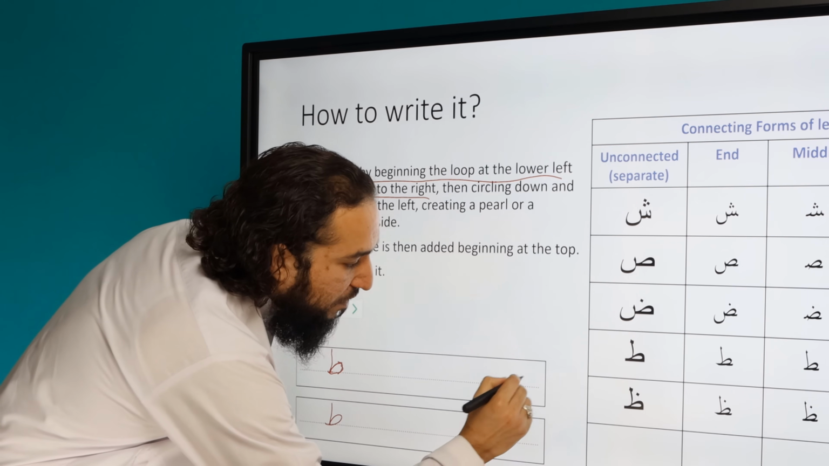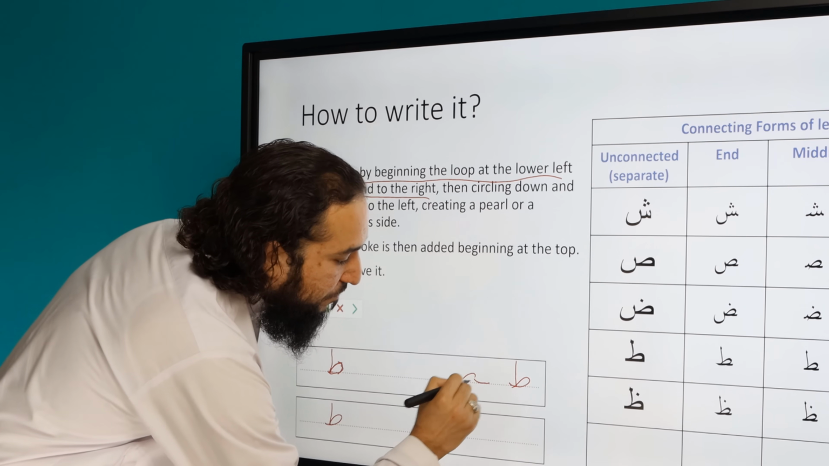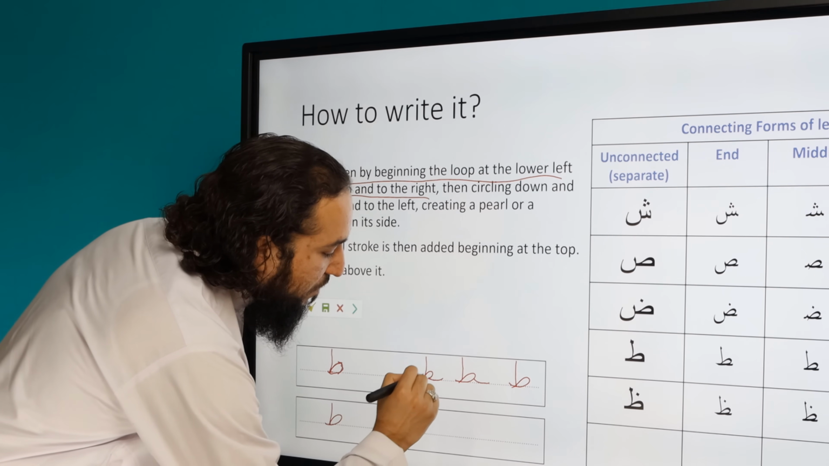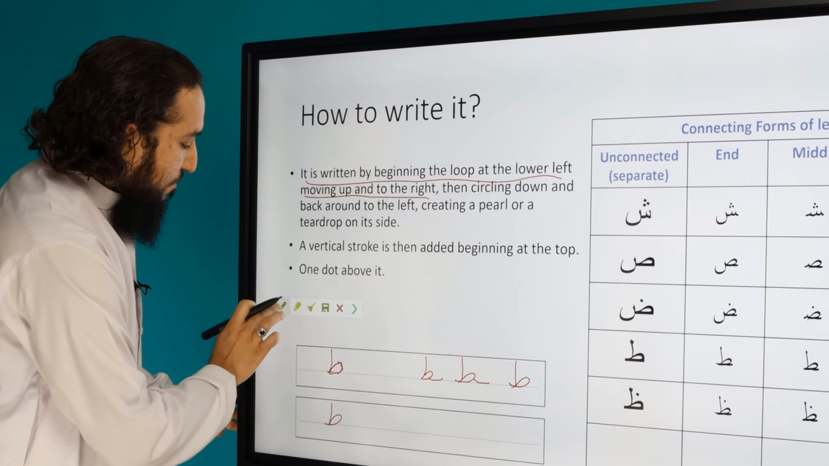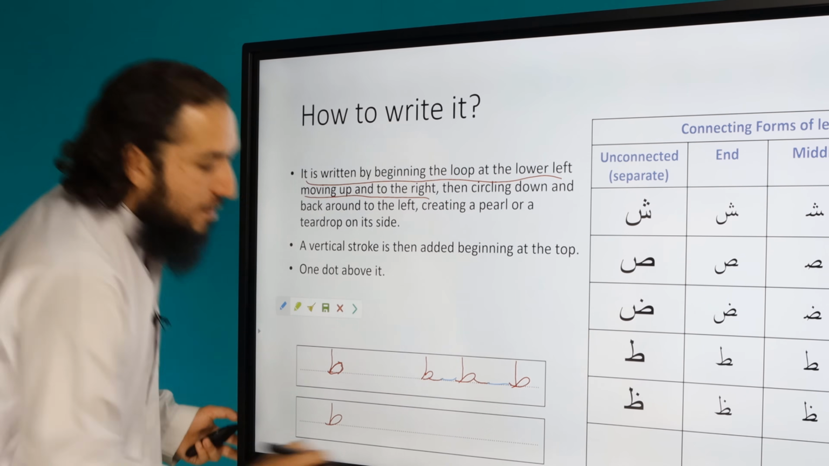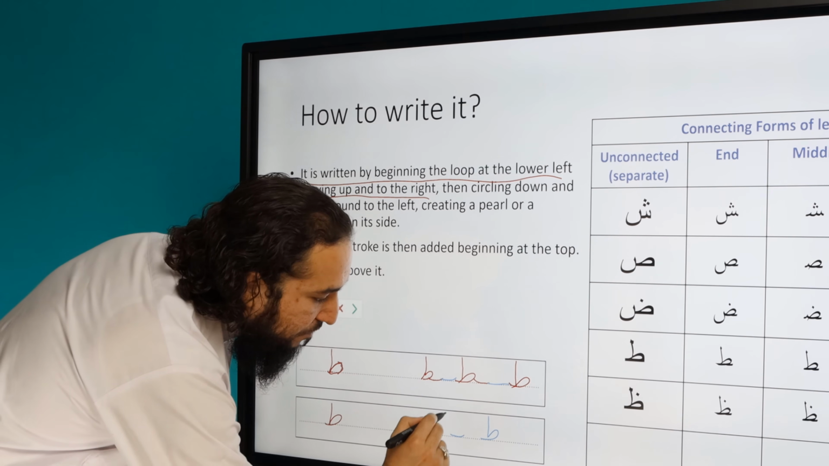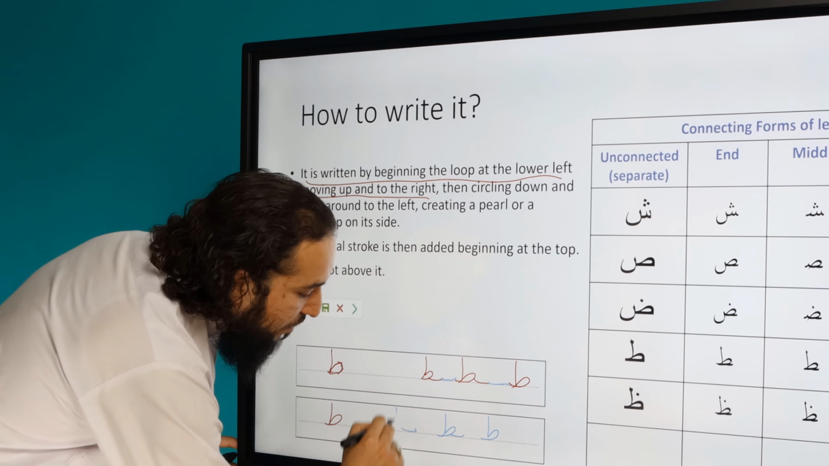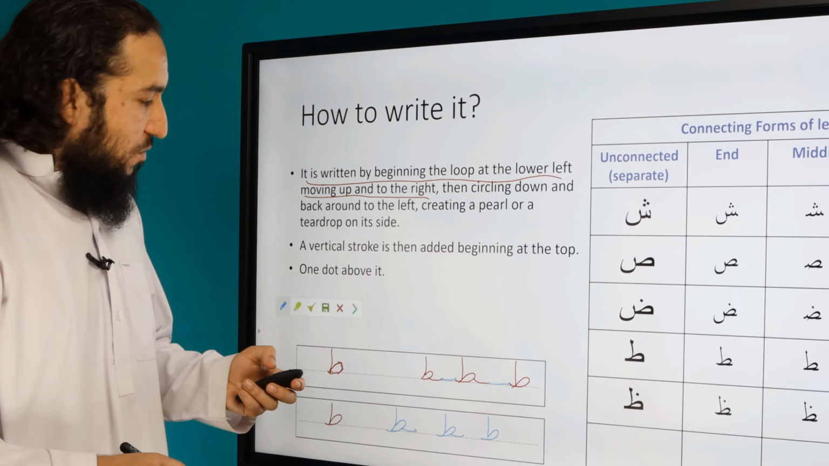If it's in the beginning, like this, in the middle, like this, and at the end, like this. And you can connect them. Another way of writing would be like this, and another one, and at the end would look like this. So whichever is easy for you, you can adopt one or the other.